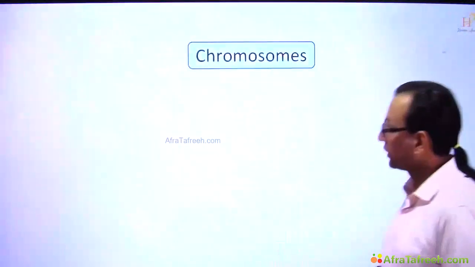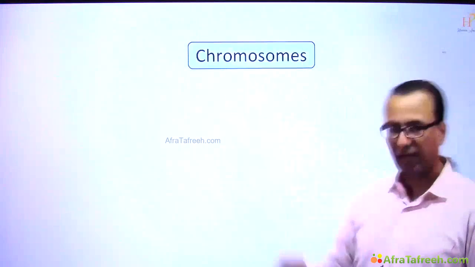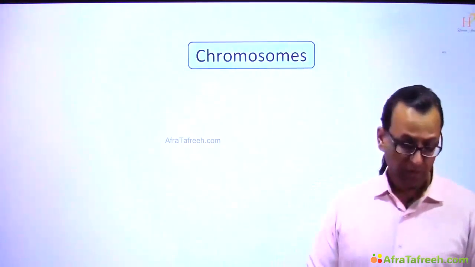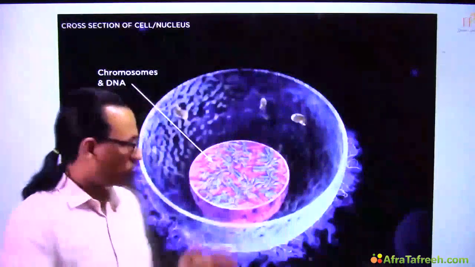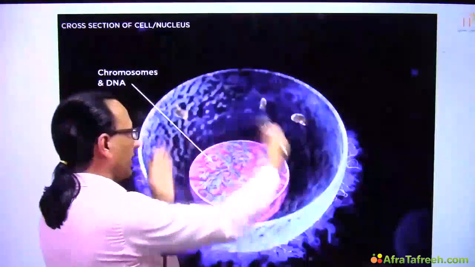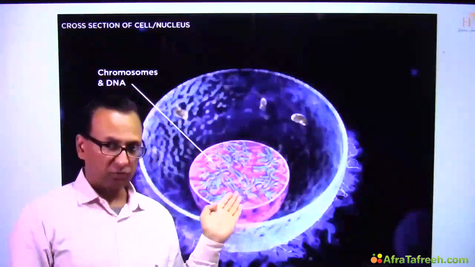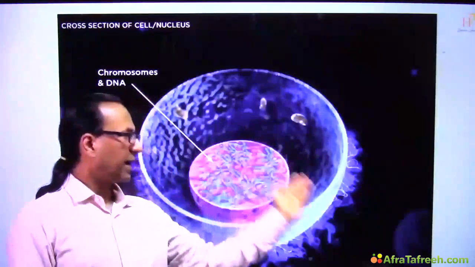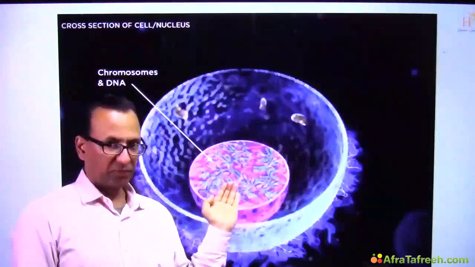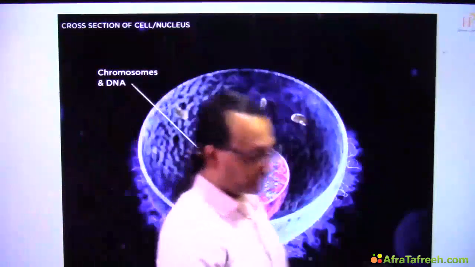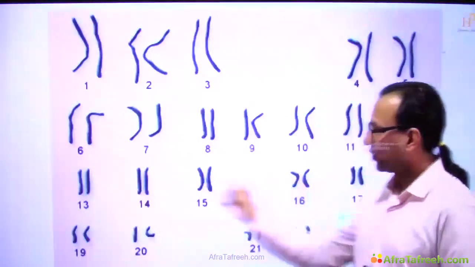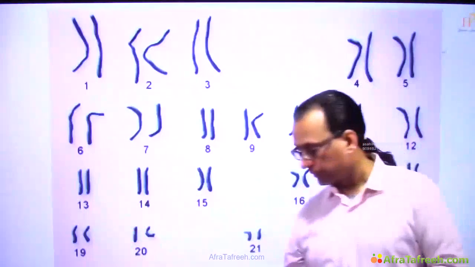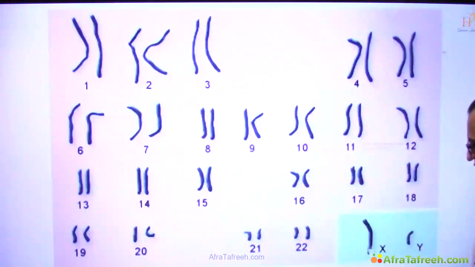We are talking about some details of chromosomes and cell division. We understand that in a cell there is a nucleus. Within the nucleus you will have 46 chromosomes, 23 from mother and 23 from father. Total 46 chromosomes. Now when you arrange them, you will find that there are 22 pairs of chromosomes which are called autosomes, and there is one pair of sex chromosomes.